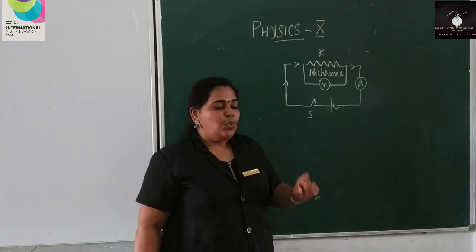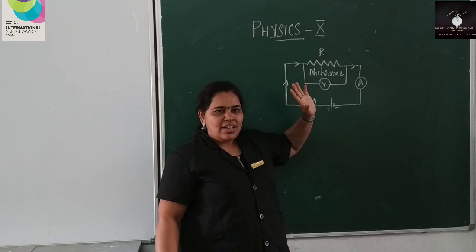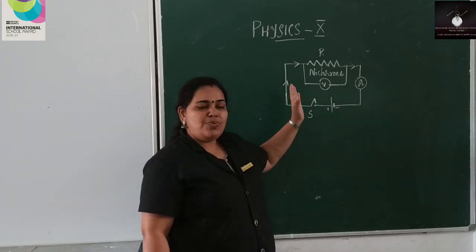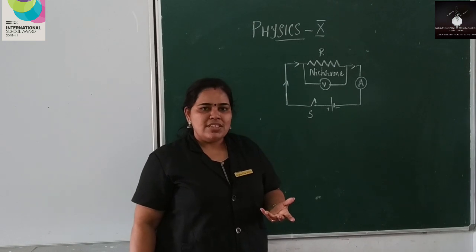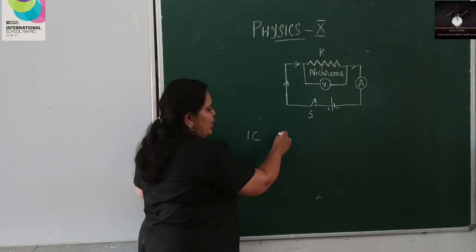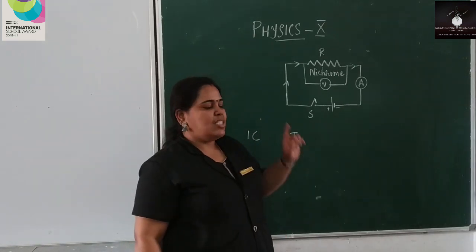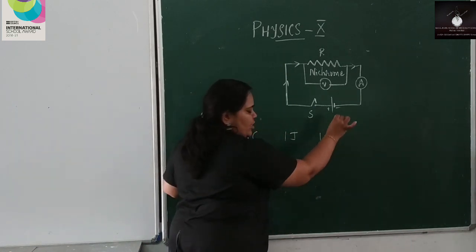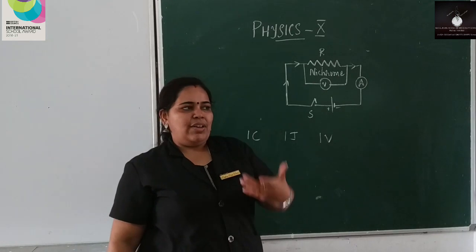Suppose you have to move 1 coulomb of charge from one point to another, and 1 joule of work is done to move that charge. So what will be the potential difference? Once again, to move 1 coulomb of charge, you are applying 1 joule of work. Then the potential difference will be 1 volt. Is it clear? Let us take another example.